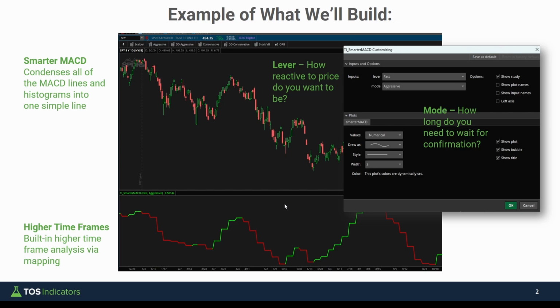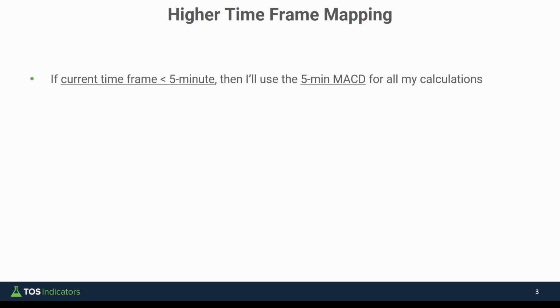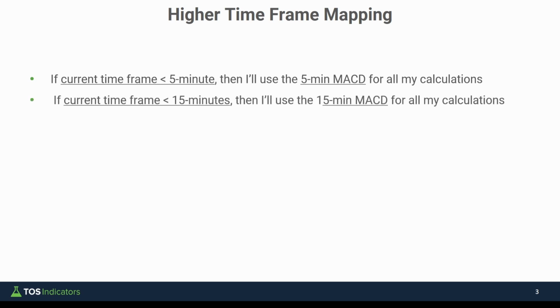Now, before we get to writing some code, let me quickly walk through the time frame mapping. If you're on anything less than a 5-minute time frame chart, so either a 1-minute, a 2-minute, a 3-minute, or even a 4-minute chart, then we'll be using the 5-minute time frame's MACD for all of our calculations. That's the highest time frame that we have available for, say, something like a 1-minute time frame. Now, if you're using, say, a 5-minute time frame chart or a 10-minute time frame or anything less than a 15-minute, we'll be using the 15-minute MACD for all of our calculations.